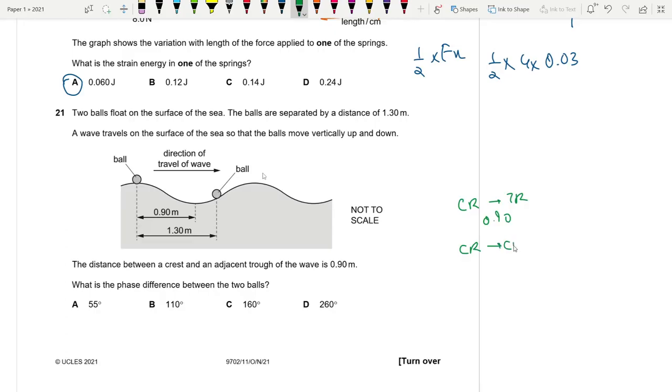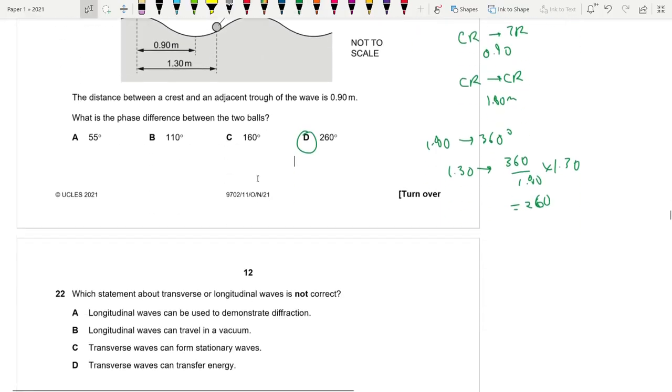Then crest to crest will be double that, 1.80 meters. So 1.80 meters is actually 360 degrees, right? One whole wavelength is one complete phase difference of 360 degrees. So what about 1.30 meters? It's going to be 360 by 1.80 into 1.30. So 360 by 1.8 into 1.3, we're getting an answer of 260. Okay, 260. So the answer is D, 21D.